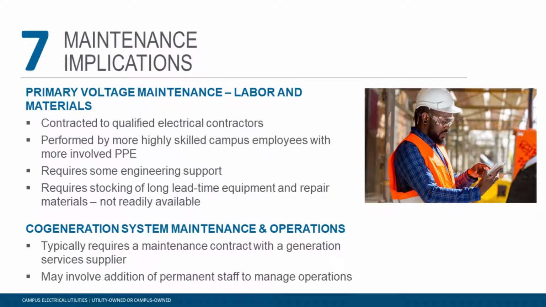Let's talk a little bit about maintenance implications. These are your variable costs. So when you own and operate your own medium voltage or primary voltage on-site distribution system, you're talking about having a higher skill level of the people that maintain and operate that system. Many campuses contract these services to qualified electrical contractors and actually have service contracts in place. Some very large campuses train and maintain their own staff to do this work, but it involves higher skilled training, more qualifications, and a much higher level of personal protective gear.